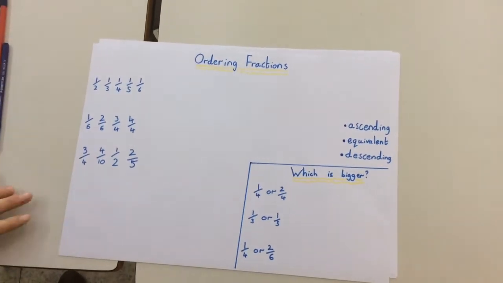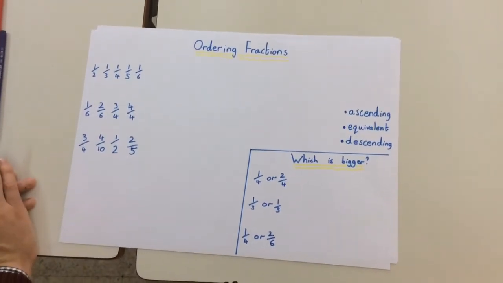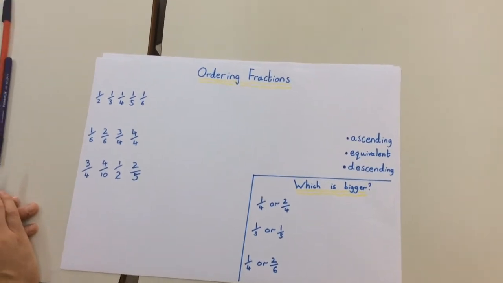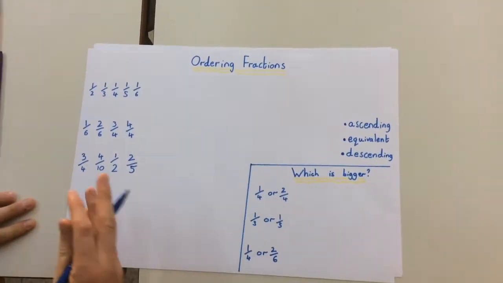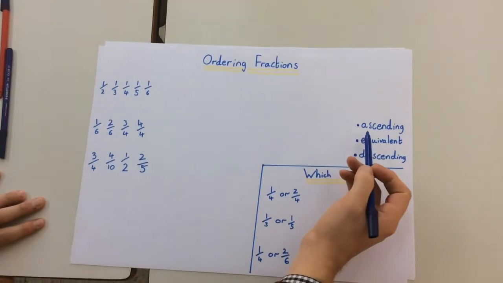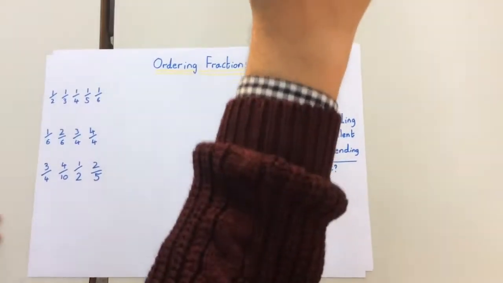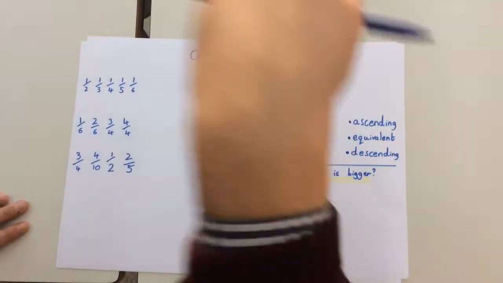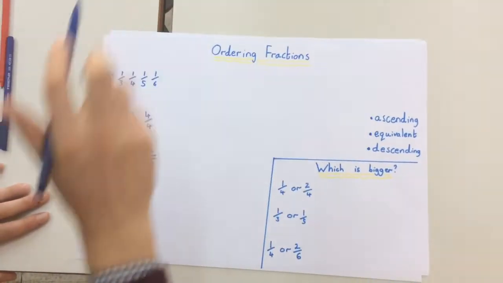Right, now we're going to look at ordering fractions. Ordering fractions. So what that means is we can order something from smallest to biggest or from biggest to smallest. Ascending order, smallest to biggest, ascending the stairs. Descending order, from biggest to smallest.